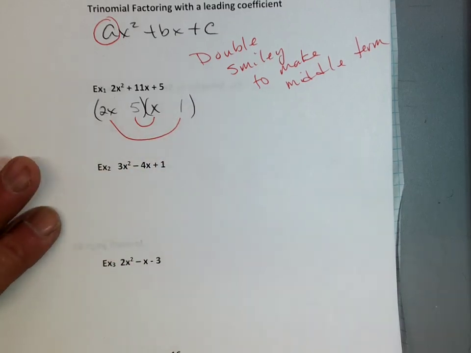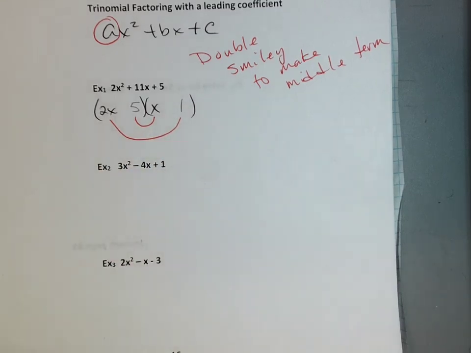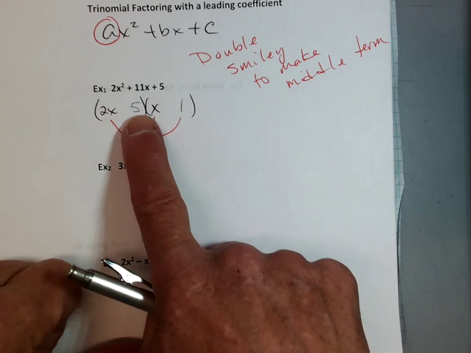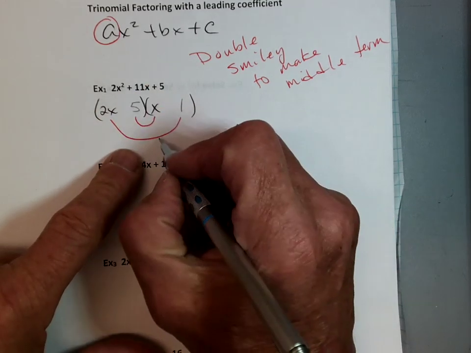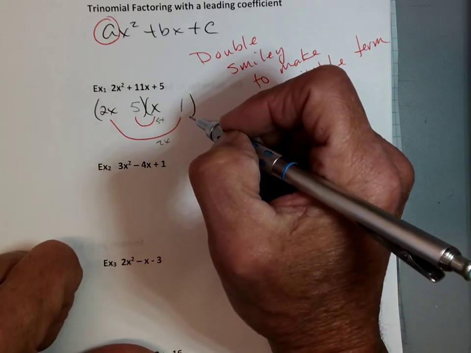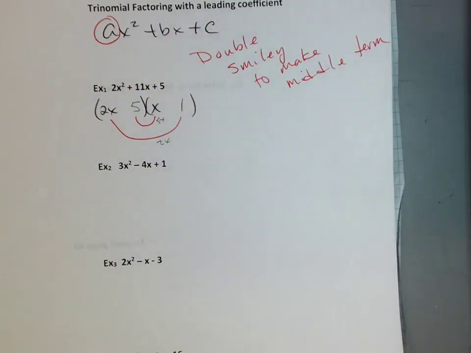Some kids see it right off the bat. You just see it, you don't need to do the check, you can go right to it. So why is it wrong? 2x, 5x doesn't make an 11. You see that? I've got a 2x and a 5x, and that does not make an 11. So the only option we have is to try it again.